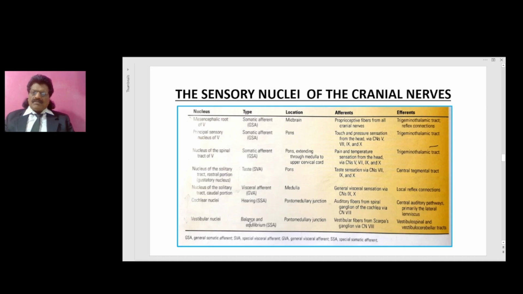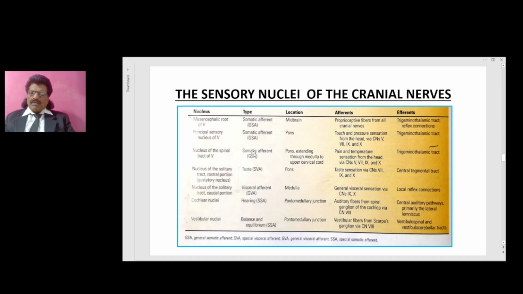Mesencephalic root of trigeminal nerve concerned with proprioceptive fibers. Principal sensory nucleus of trigeminal nerve concerned with touch and pressure sensation. Nucleus of the spinal tract of trigeminal nerve concerned with pain and temperature, which runs from pons extending through medulla to upper cervical cord. Then we have the special visceral.